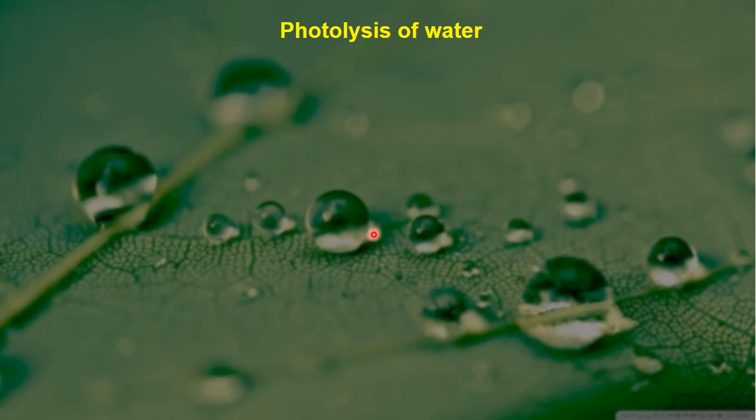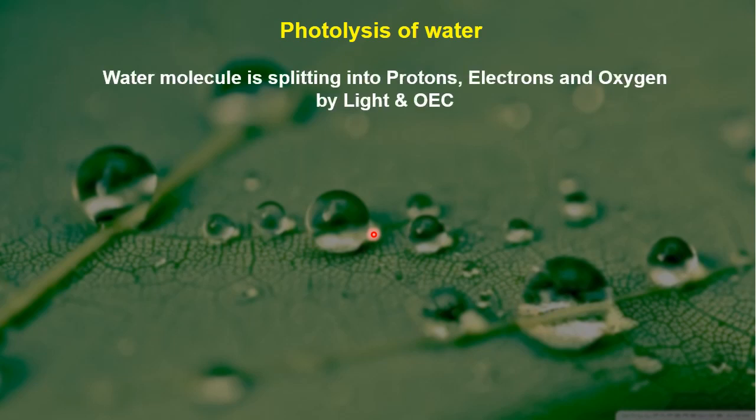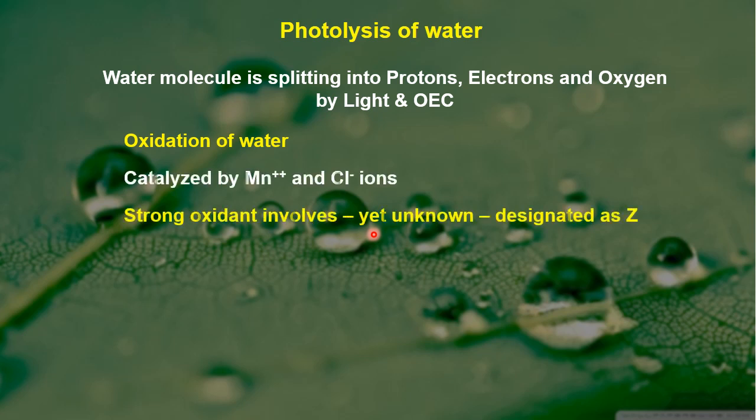Let's see the definition of photolysis of water. The water molecule is split into proton, electron and oxygen by light, and OEC means oxygen evolving complex. Here the oxidation of water takes place, and this reaction is catalyzed by two nutrients, manganese and chlorine, Mn2 plus and Cl minus ions. Here a strong oxidant is involved which is not yet known, so it is designated as Z.